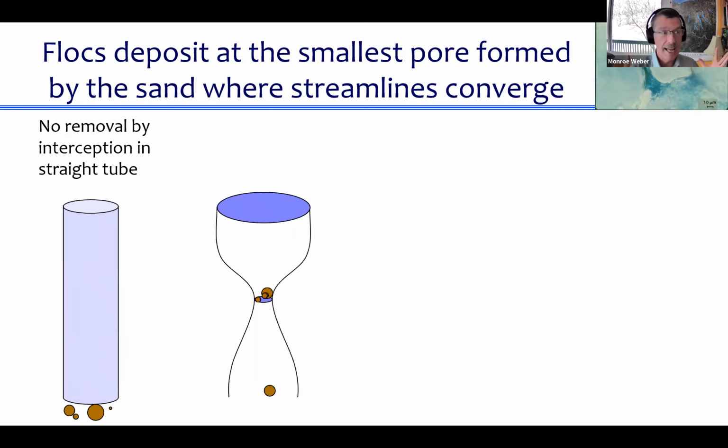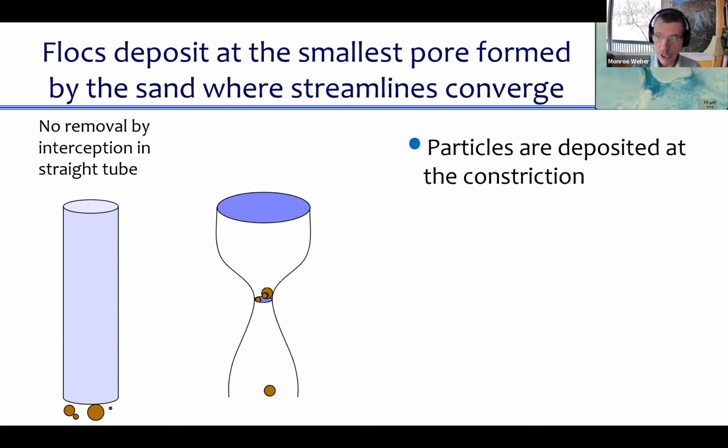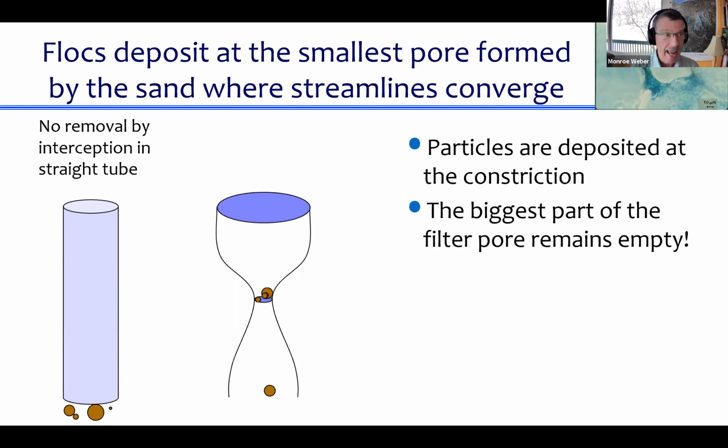And this is why particles are captured at the smallest places inside the constriction of the sand. So particles are deposited at the constriction. And here's this other insight. The biggest part of the filter pore remains empty. So this is a big aha too. There's only this one little place inside the filter that's actually doing anything for us, and it's this constriction created by the sand grains. The majority of the pore created by the sand grains is big and open and wasted and never fills up.